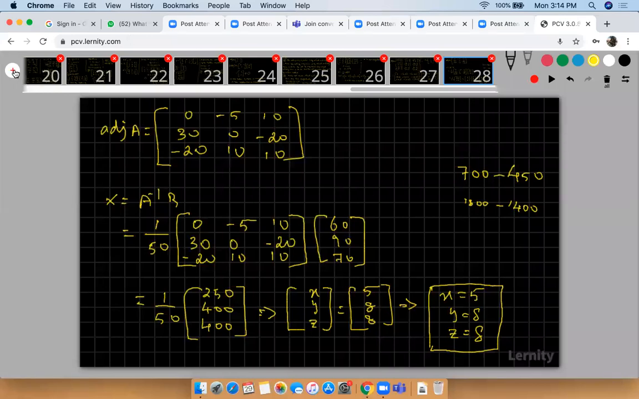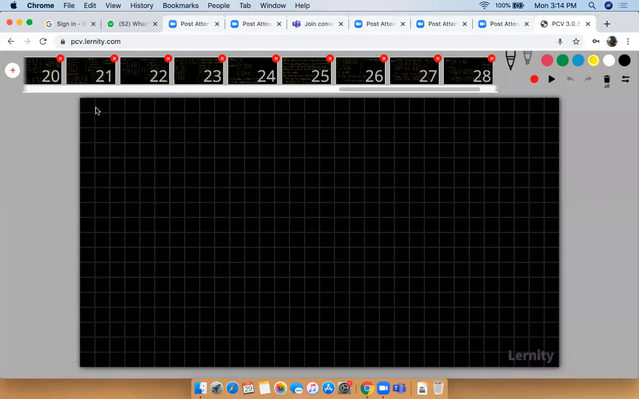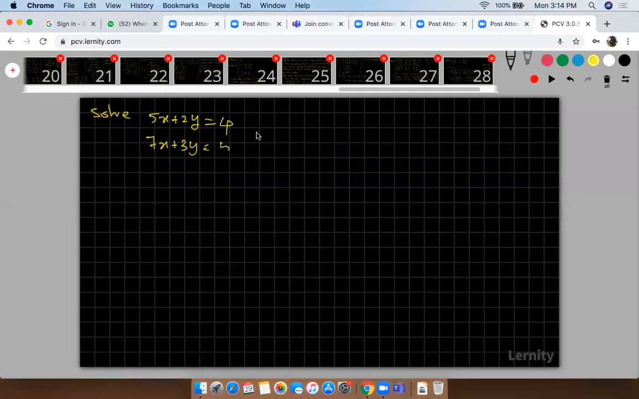So one more problem, that is a simple problem. Solve the system of equations. Five x plus 2y equal to 4. 7x plus 3y equal to 5. Solve this. 5x plus 2y is equal to 4. 7x plus 3y is equal to 5. Solve the system of equations. Try to find the answer.